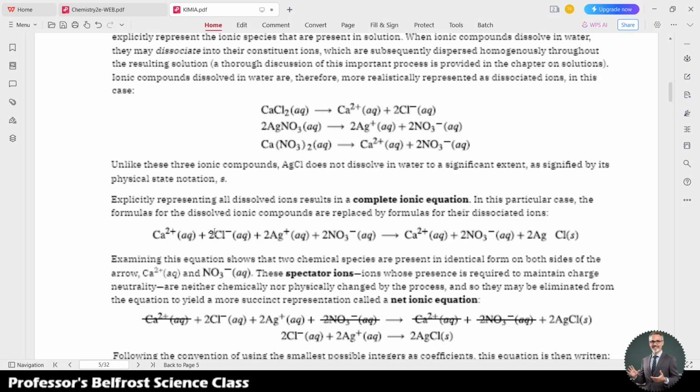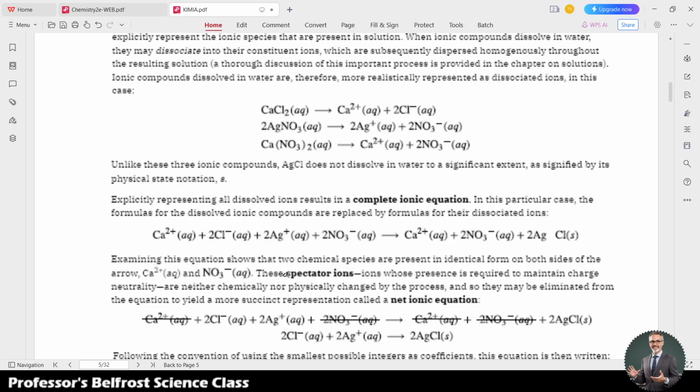How about if they exist in different coefficients? In this equation it's not like this, but say that one day we find 3Cl- on the left side and, for example, 2Cl- on the right side. We still eliminate it, but to the smallest extent. The smallest extent is 2Cl-, so we eliminate 2Cl- from both sides, and we are left with 1Cl- on the left side. That's the example.